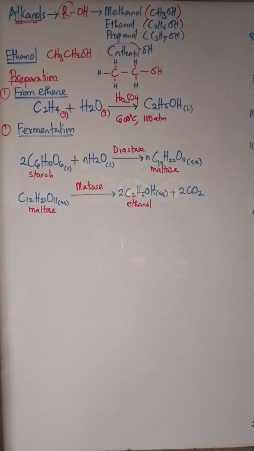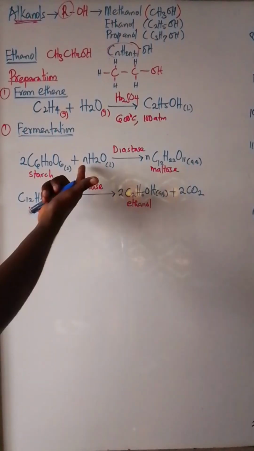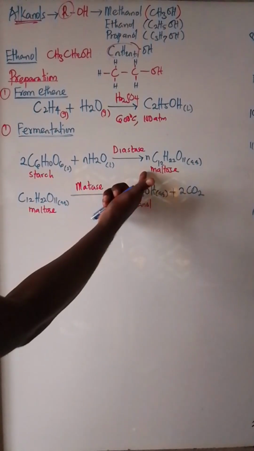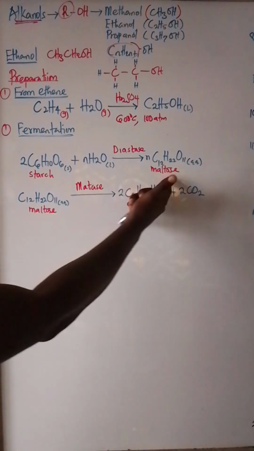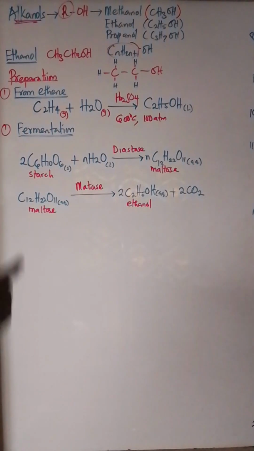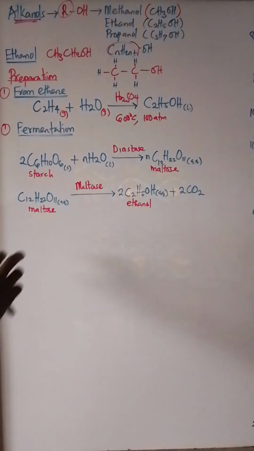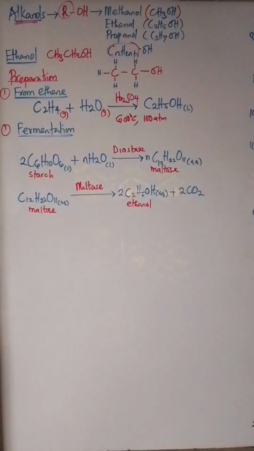So through the action of this enzyme, we are going to form maltose. So if you have 2 water molecules here, we form 2 molecules of maltose. The more water molecules we have, the more maltose we have here. So this maltose now, in the presence of enzyme maltase, will be converted to ethanol, and CO2 is going to be evolved.